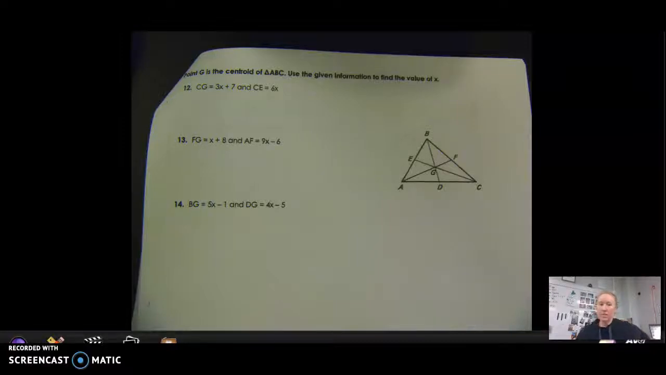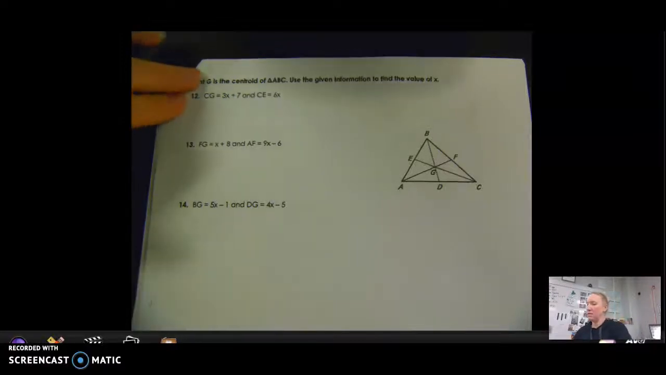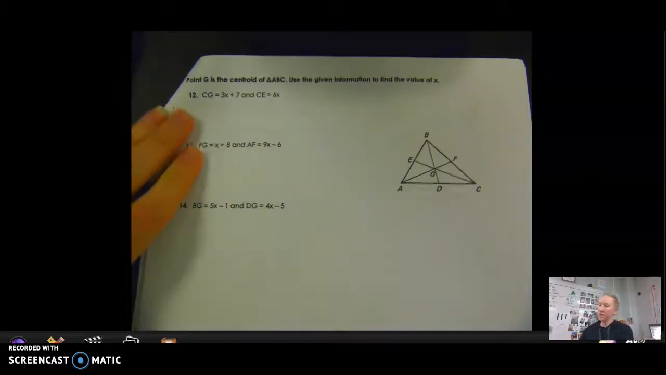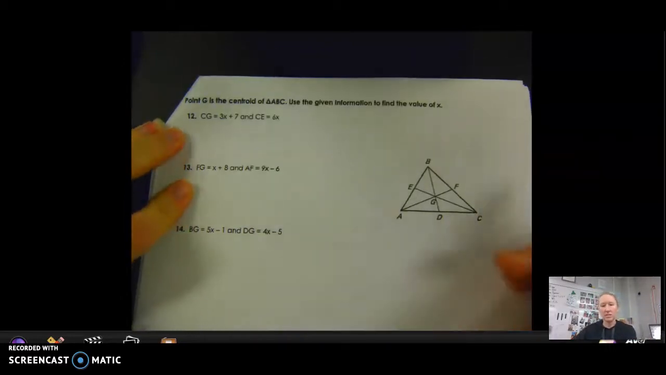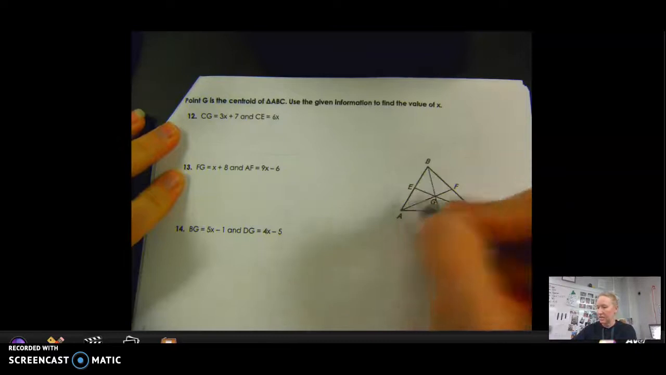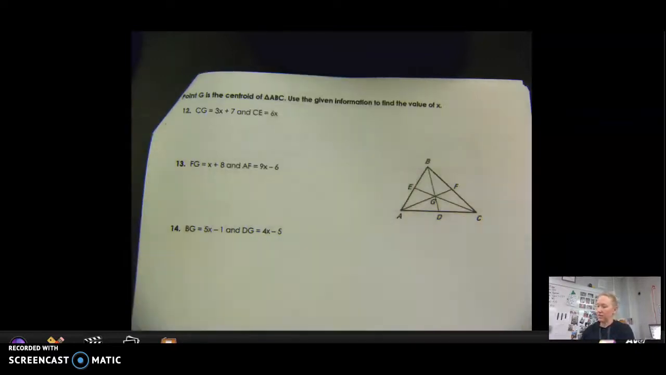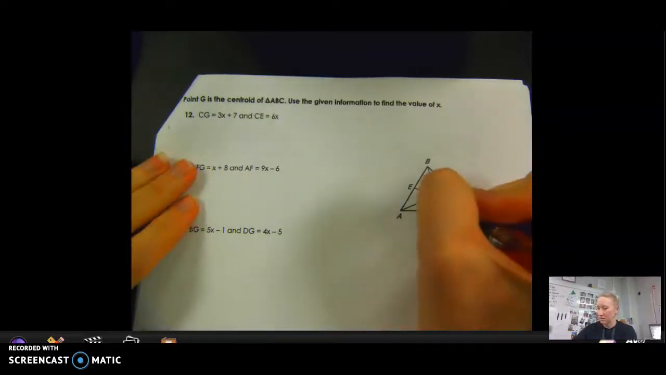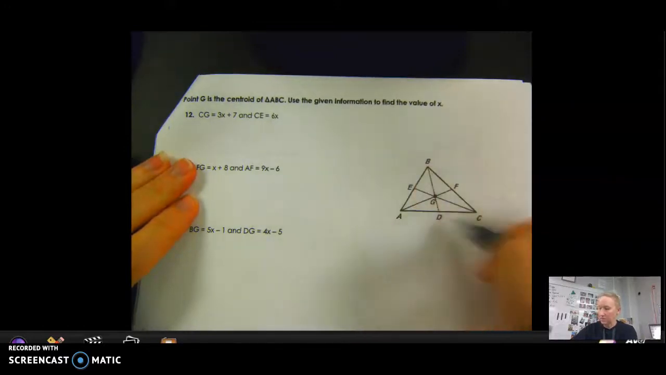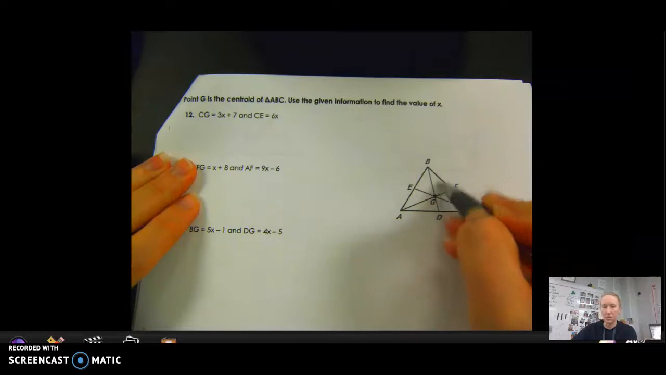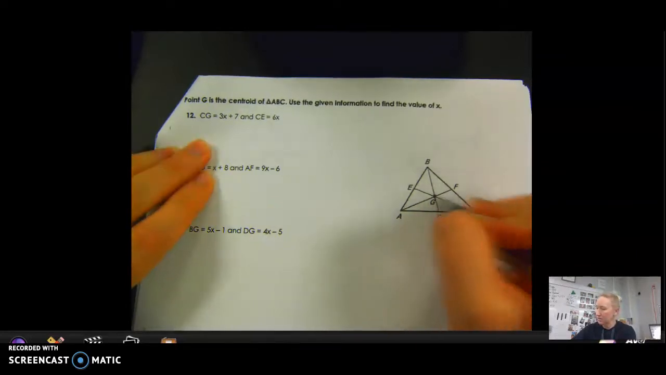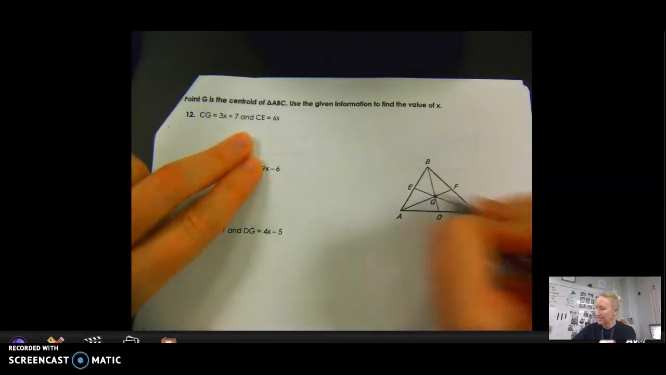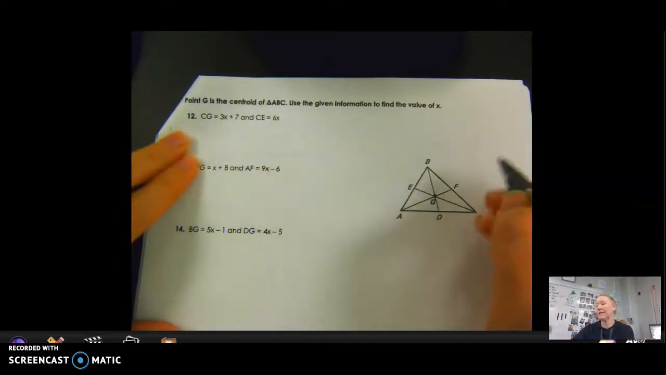We are going to continue on in the 5.4 notes. So, next page says, point G is the centroid of triangle ABC. Use the given information to find the value of x. And remember, the centroid hits at a point that has a ratio of 1 to 2, or this is the 1/3 section of the whole, and this is the 2/3 section of the whole. So CG, the 2/3 section, is 3x plus 7. CE, the whole distance, is 6x.